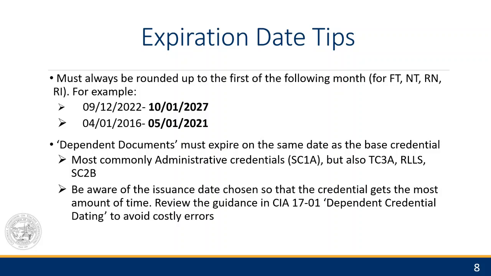Dependent documents. Now, these must expire on the same date as the base credential. And most common examples of dependent documents are administrative credentials, the SC1As, the TC3As, which are agriculture credential, the RLLS, the reading specialist, and SC2Bs. These are all common dependent documents that have to expire on the same date as the base teaching credential.